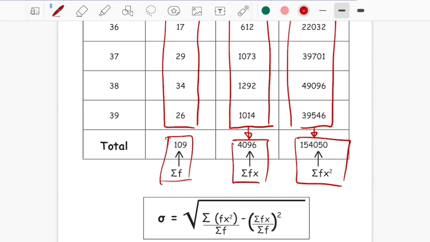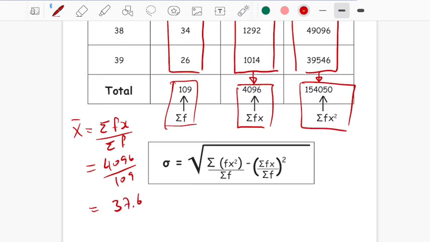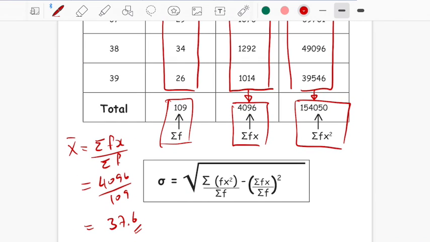If I ask you how to find the mean, it's easy. Just go with this: sum of fx over sum of f. In this case, it's 4096 over 109. Then let's see, 4096 over 109 is 37.5. I'll go with 0.6, round it up. See, this is the mean. I can say this is the same as this, so you can replace it.